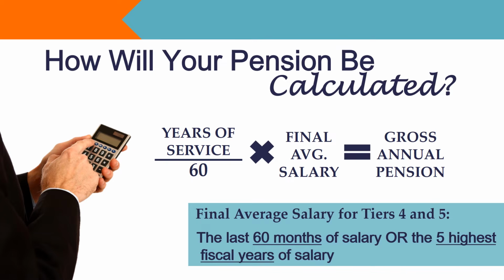If your last 5 years are not your highest years of salary, your allowance will be calculated using your 5 highest fiscal years of salary. Remember, that's July 1st to June 30th. As previously stated, you will need to indicate these fiscal years on your retirement application.